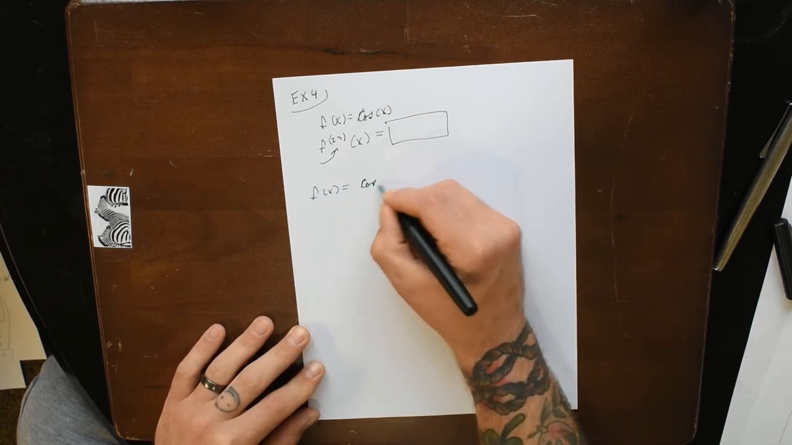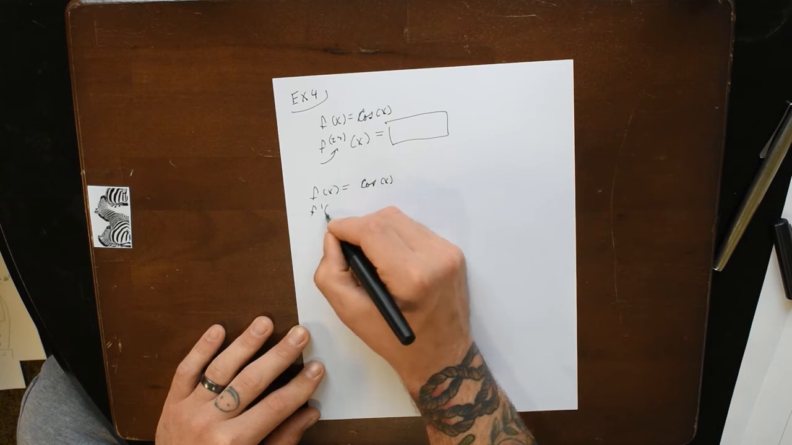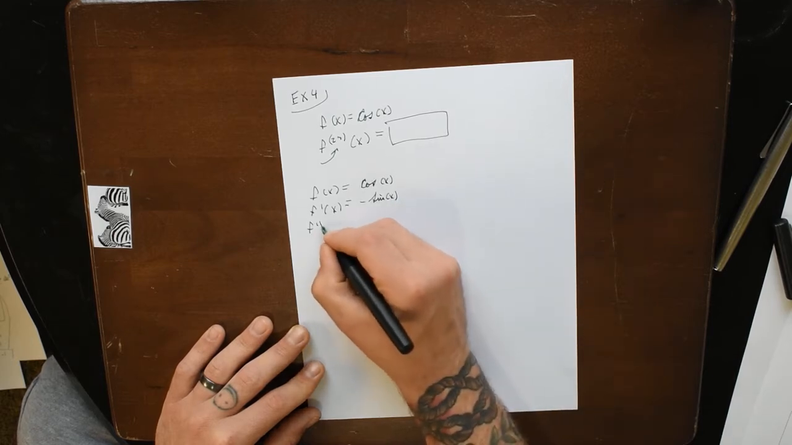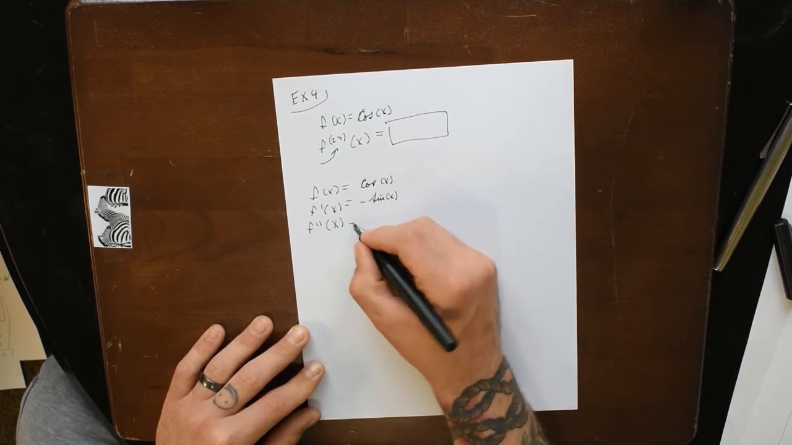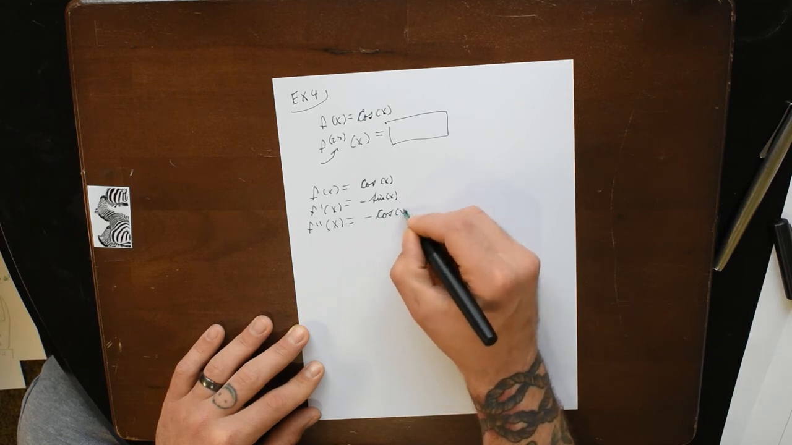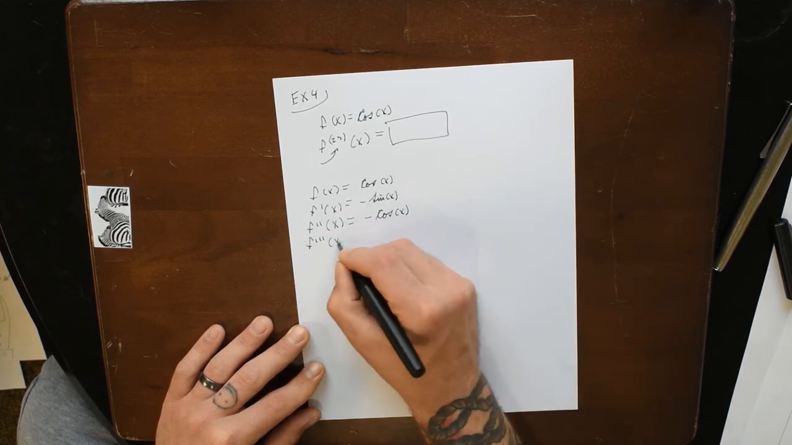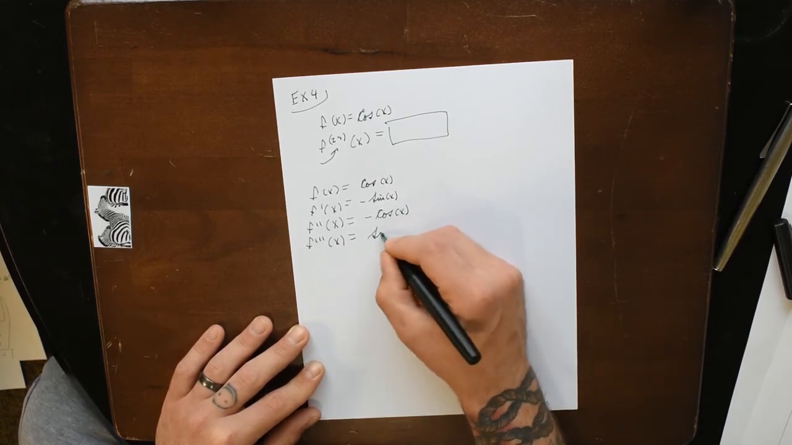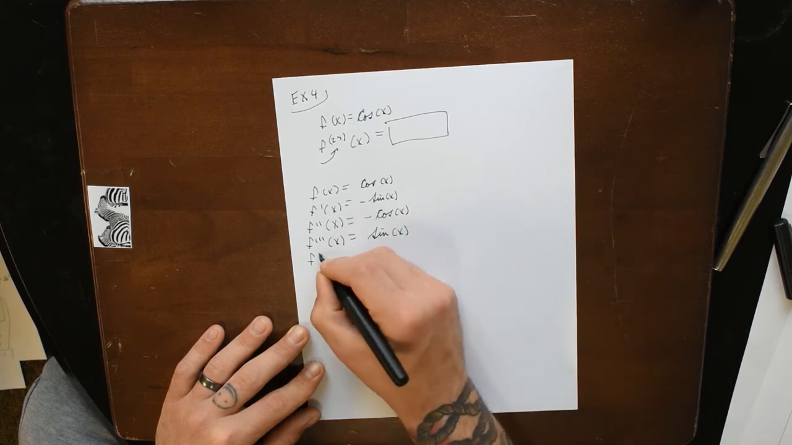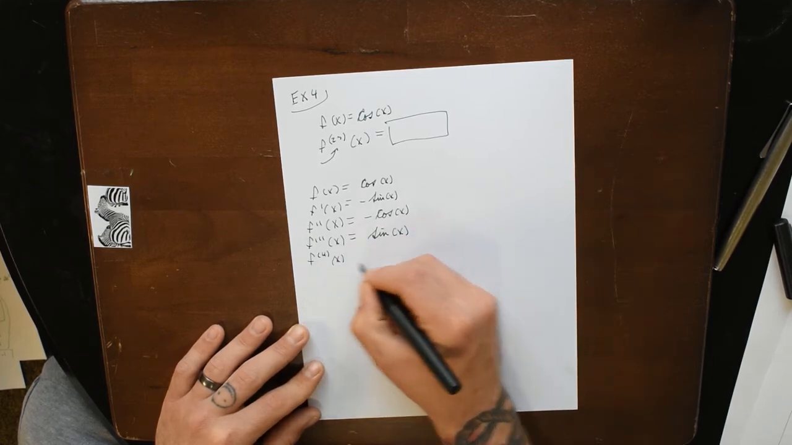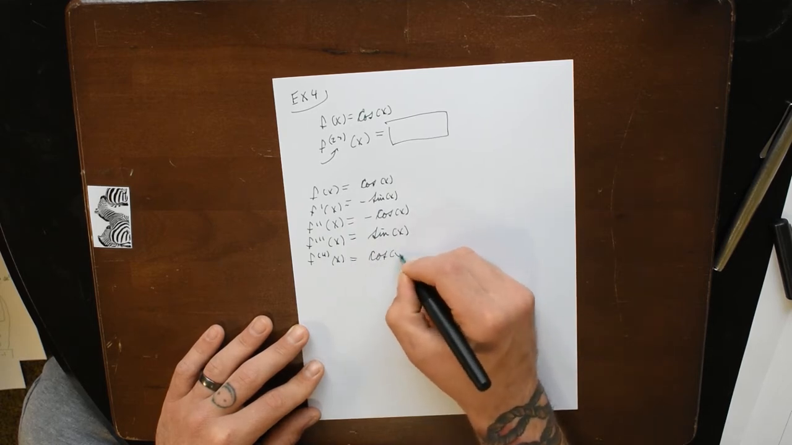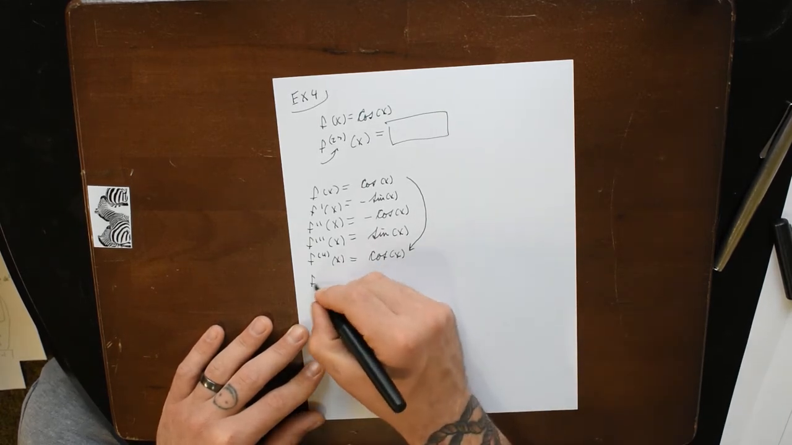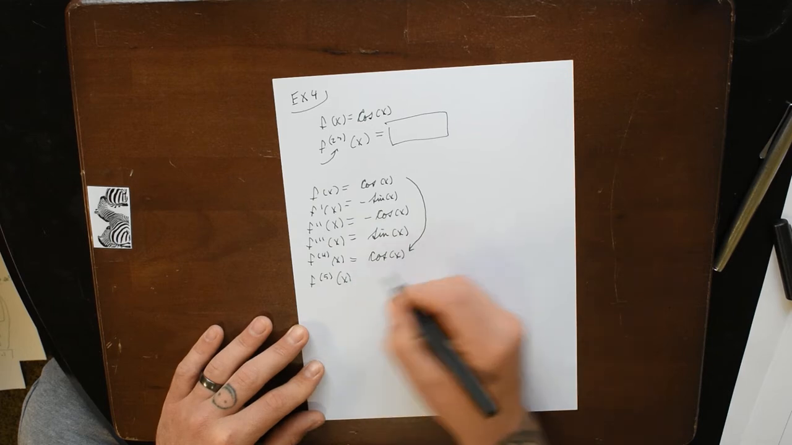That's equal to the cosine of x. Well, the derivative of cosine is equal to a negative sine of x. The derivative of a negative sine of x is a negative cosine of x. The derivative of negative cosine of x is a positive sine of x, because the two negatives cancel out. And now the fourth derivative is going to be back at a cosine of x. And it repeated.